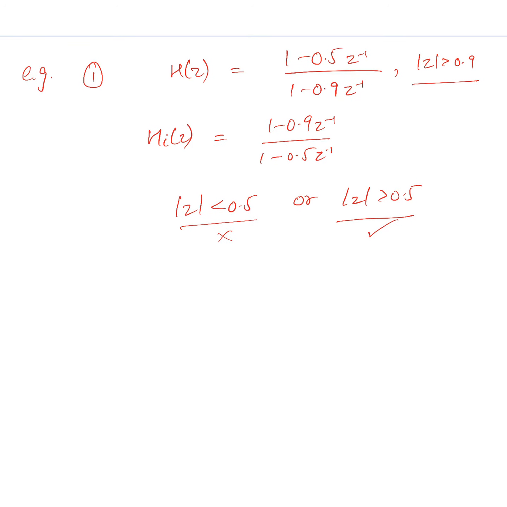Okay, so computing the inverse, or computing the hi of n with this ROC, you would have 0.5 raised to the power n u[n] minus 0.9 times 0.5 raised to the power n minus 1 u[n minus 1]. I have not discussed in detail the computation of the inverse Z transform, because we had seen in the earlier lecture how, for the given rational function with its ROC, you can compute the inverse Z transform.